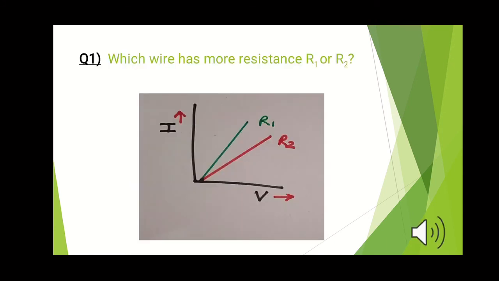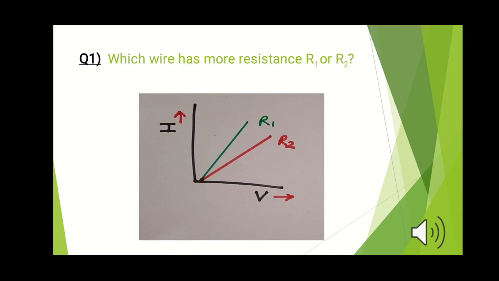Now we will discuss some questions based on the graph. The graph is for resistance. It is plotted between current and potential difference. The current is on the y-axis and the potential difference is on the x-axis. The graph is plotted for two different resistance wires, R1 and R2. R2 is the red line, while R1 is the green line.